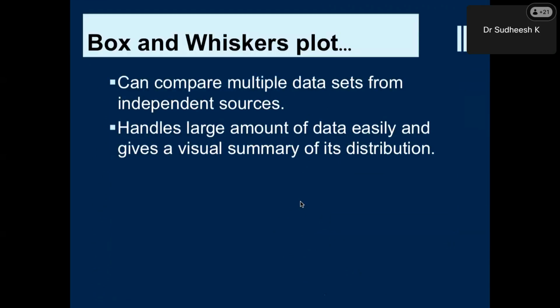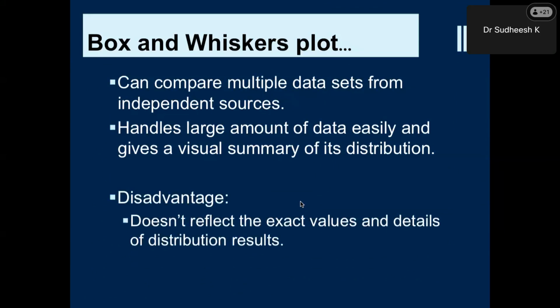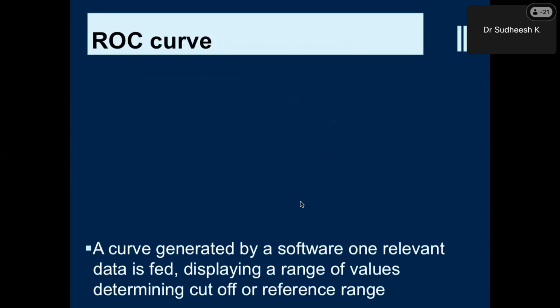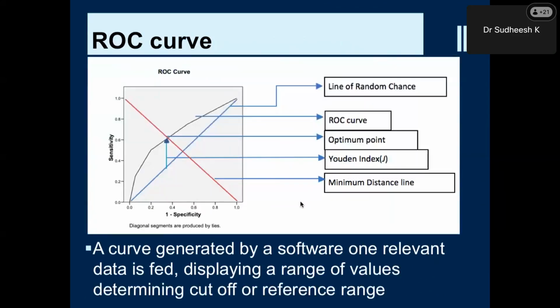They can compare multiple data sets from independent sources, and the advantage is that it handles a large amount of data easily and gives a beautiful visual summary of its distribution. The disadvantage is that it doesn't reflect the exact values and details of the distribution results, and it is not very useful in normally distributed data.